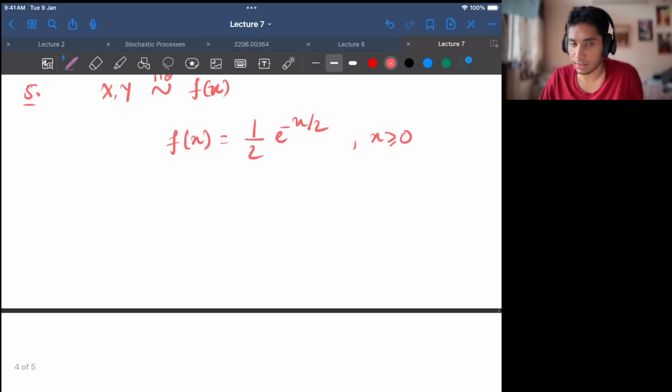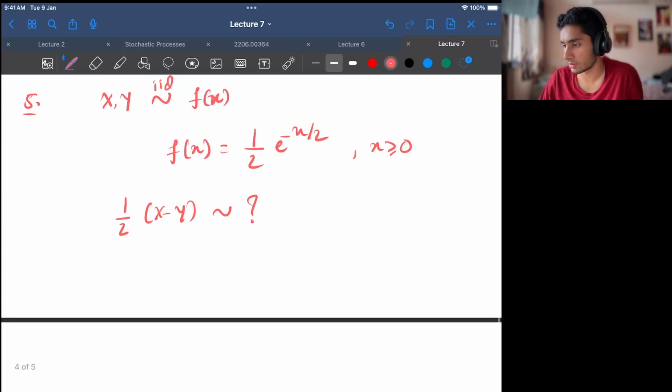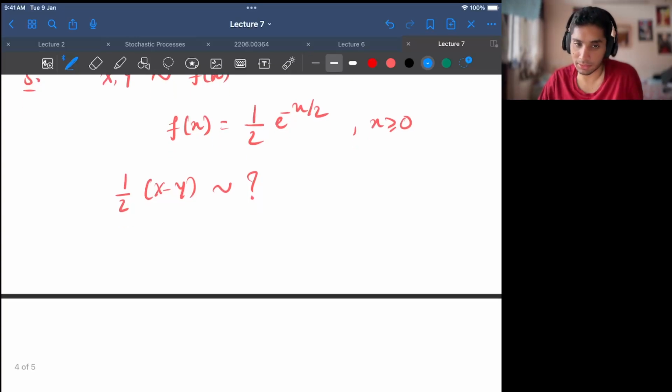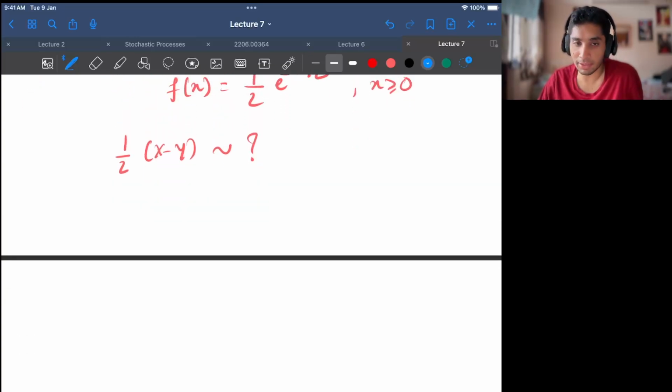So basically, you are asked what is the distribution of half of (x minus y). Half of (x minus y) is distributed according to what? This is the question. It's actually a tricky question because one might be tempted to just go and find the distribution of this random variable, half of (x minus y). However, there's a nice trick to it which makes it easier. I will just solve it according to that trick.